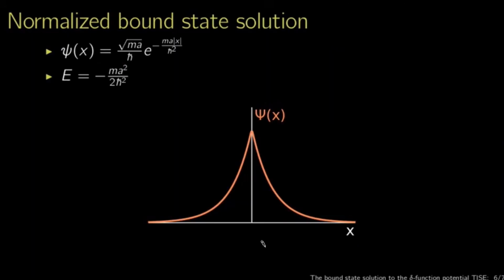To summarize our results, this is what our normalized bound state solution actually looks like. What you find for the normalization constant is the square root of ma over h bar out front. And now instead of writing it as a piecewise function for positive and negative x, I'm expressing this as an absolute value of x in the exponent. The energy associated with this was minus ma squared over 2 h bar squared. We are quantized, but we only have one bound state solution, singular, and this is what it looks like. For a delta function potential, you get these two exponentials decaying as x moves away from the origin.